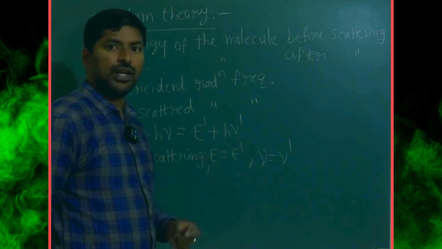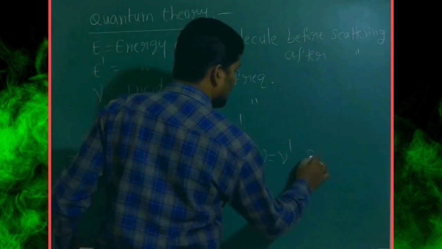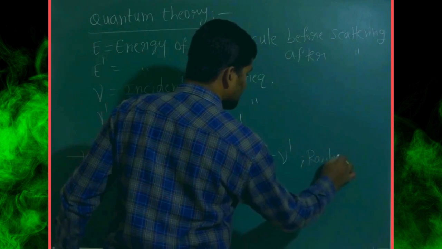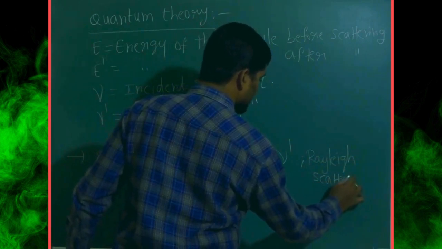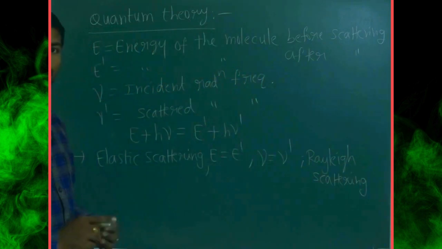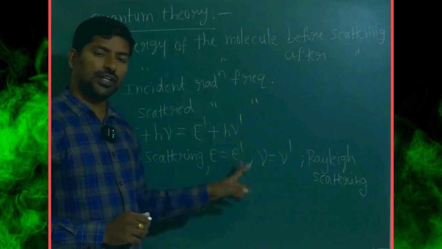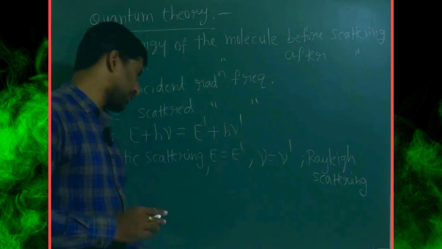That is called what? Elastic scattering. Such scattering is called Rayleigh scattering. Rayleigh scattering is nothing but elastic scattering, no exchange of energy. Energy before collision and after collision is the same, or the incident radiation frequency is equal to the scattered radiation frequency.